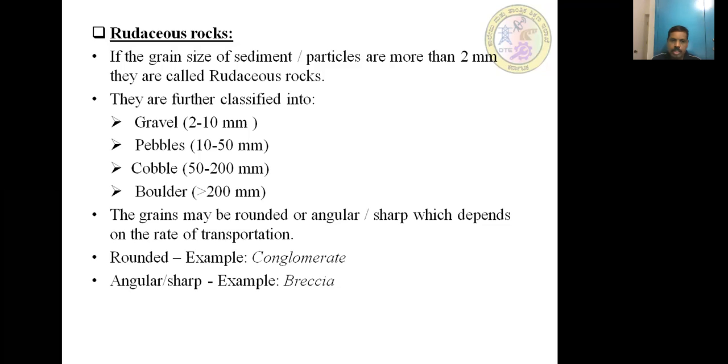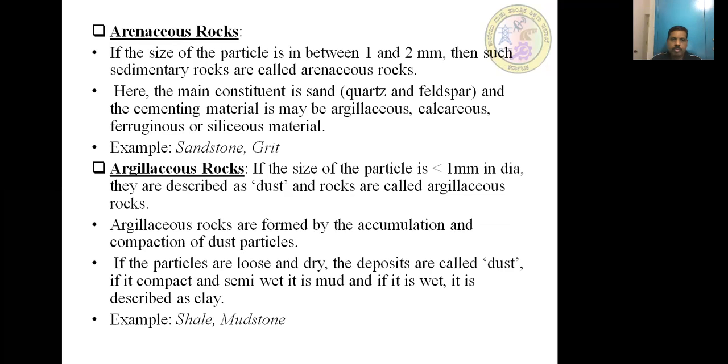Rounded grains mean that it shows more transportation. For example, conglomerate. Angular pebbles or grains show less transportation. Example is breccia.